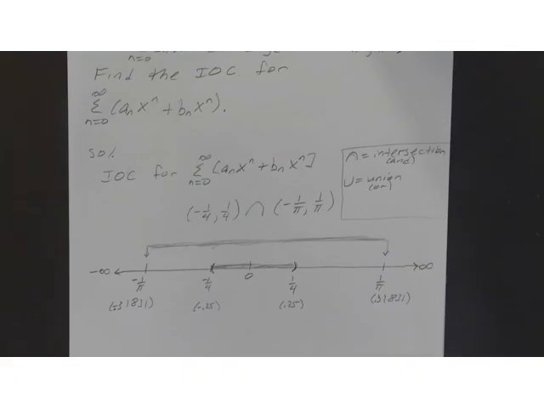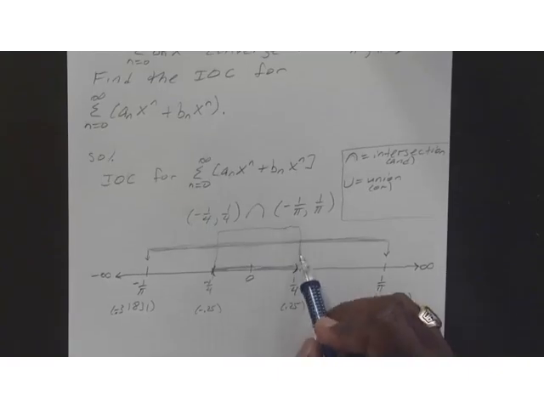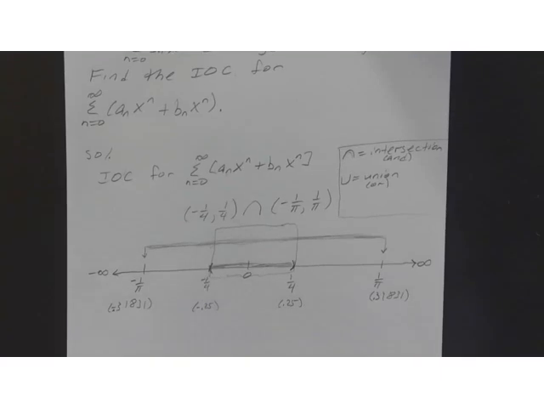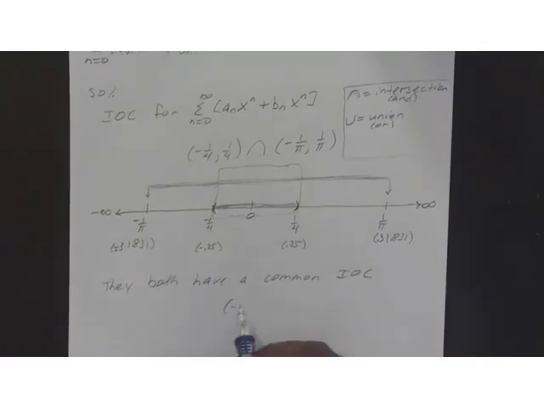Okay, so the only interval that would be true for both of these is the interval right here. This is the only interval that's true for both. And that's from negative 1 over 4 to positive 1 over 4. So they both have a common interval of convergence. And that's from negative 1 over 4 to positive 1 over 4.